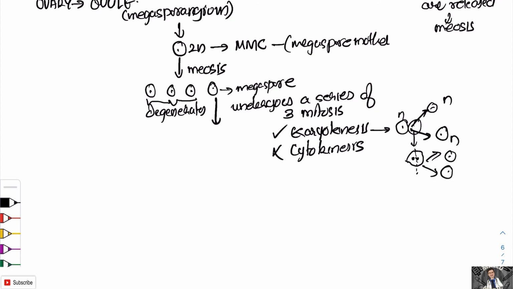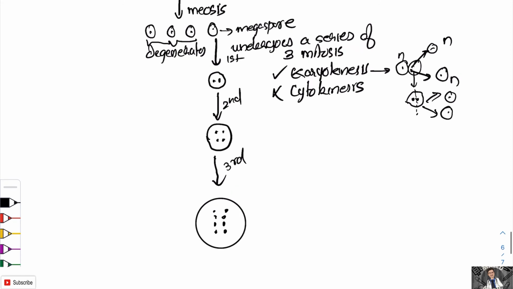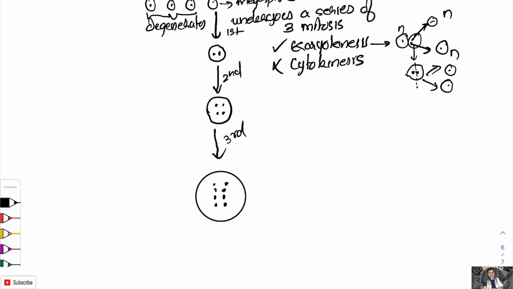All right, but here what happens is that cytokinesis doesn't take place. So after first mitosis, what do we have here? There are 2 nuclei, and after second mitosis we have 4 nuclei, and after third mitosis, what do we have? We have 8 nuclei. 1 2 3 4 5 6 and 7 8. We have 8 nuclei, and this 8 nuclei bearing structure is known as the embryo sac.